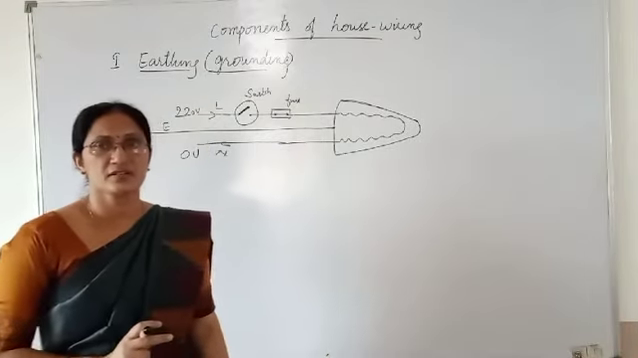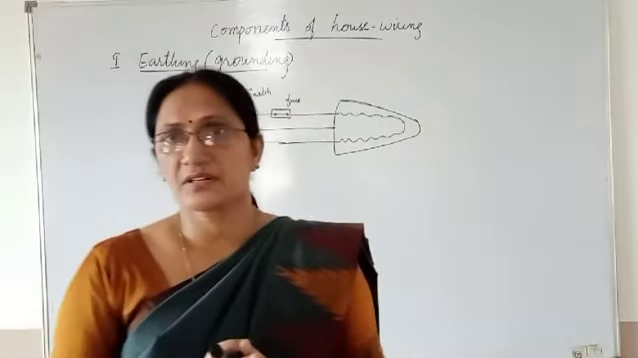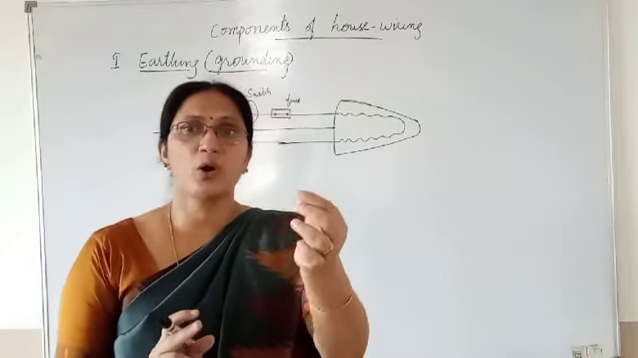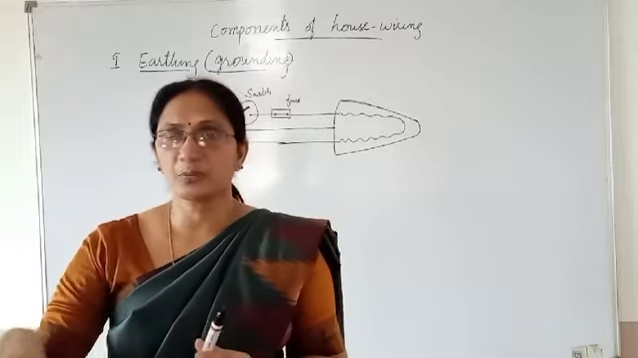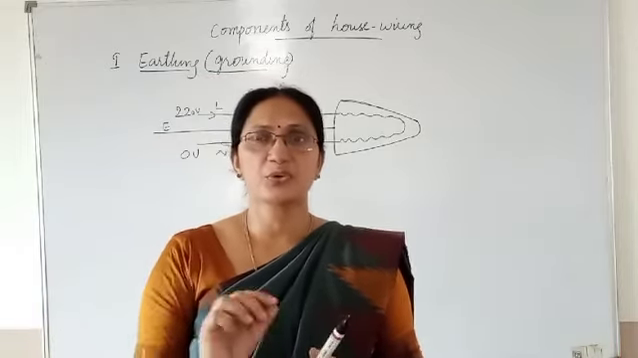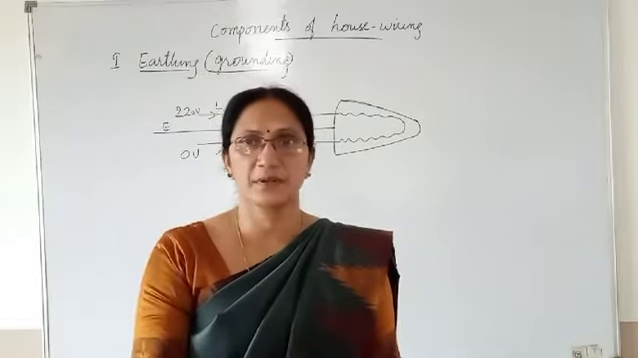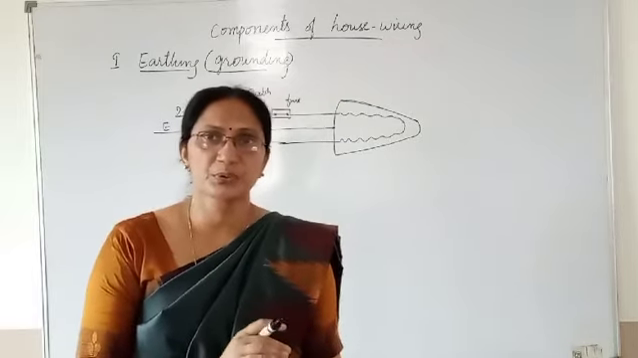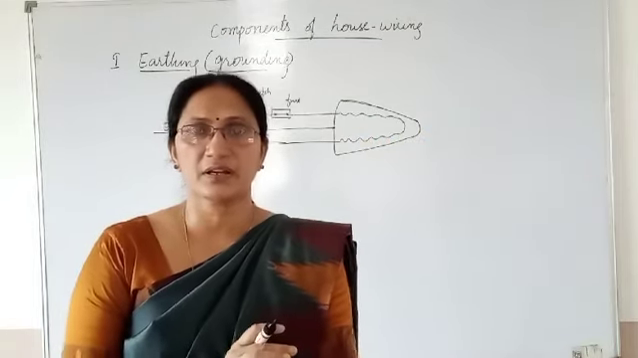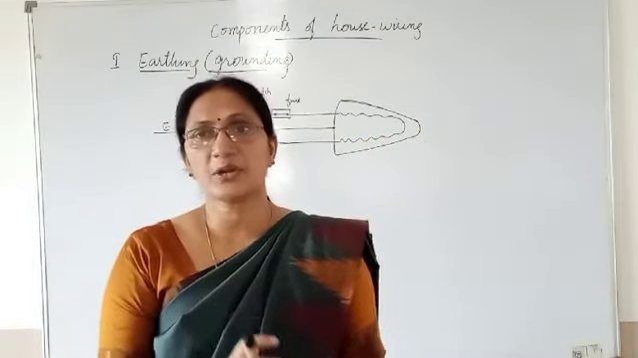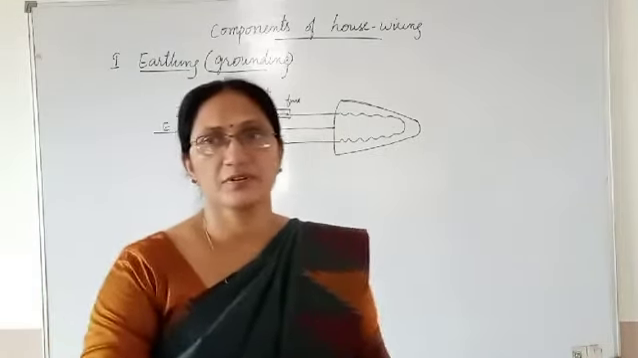How earthing is done: near the meter, the body of the meter will be connected to a long, thick copper wire, and that copper wire you have to bury in a pit which is 2 to 3 meters deep. Near the meter on the ground, you have to make a pit of almost 2 to 3 meters deep, and that copper wire will be buried deep under, and at the end of the wire a copper plate will be there. I will draw the figure of it.